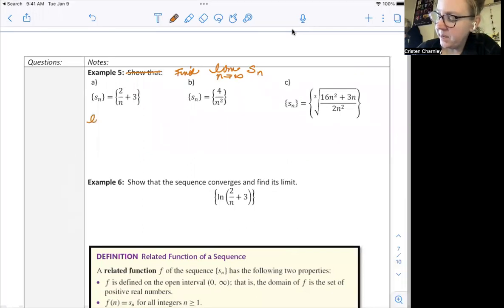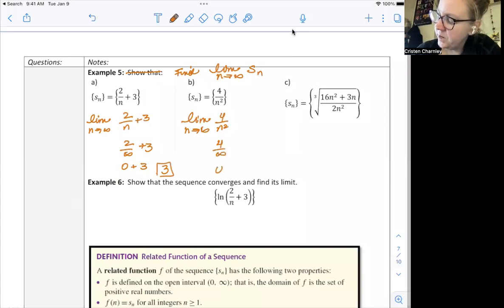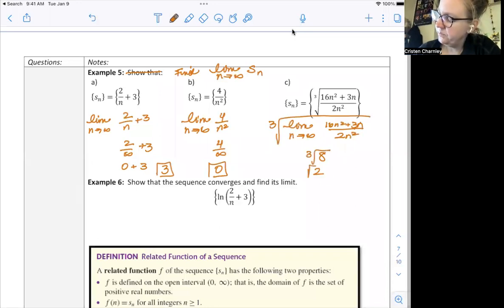So for letter A, we have the limit as n approaches infinity of 2 over n plus 3. So 2 over infinity plus 3, this is essentially 0 plus 3. So we're left with 3. Letter B, the limit as n approaches infinity of 4 over n squared becomes 4 over infinity, which we know is essentially 0. Letter C, the limit as n approaches infinity, that cube root we can bring all the way to the outside. 16n squared plus 3n over 2n squared. This will become an 8. 16n squared over 2n squared is 8. So now I'm left with the cube root of 8, which is just 2.